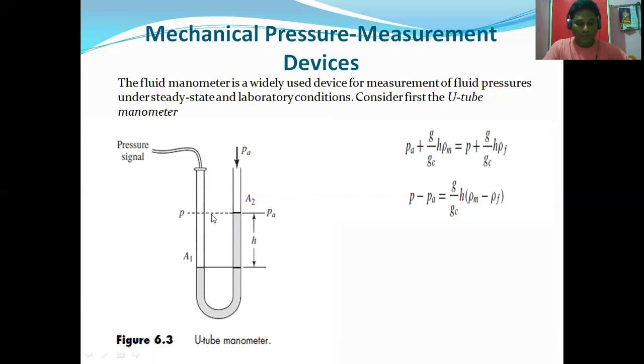If the location of the pressure source is at a different elevation from this point, from this to this, there could be an appreciable error in pressure determination, depending on the density of the transmitting fluid. So then the sensitivity of the U-tube manometer is h.